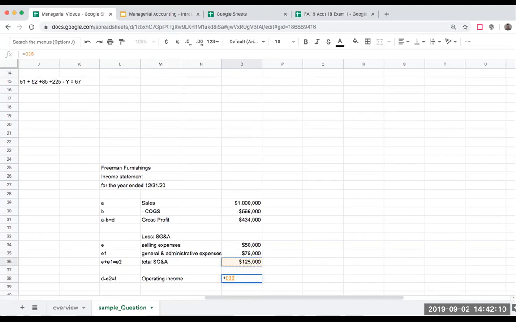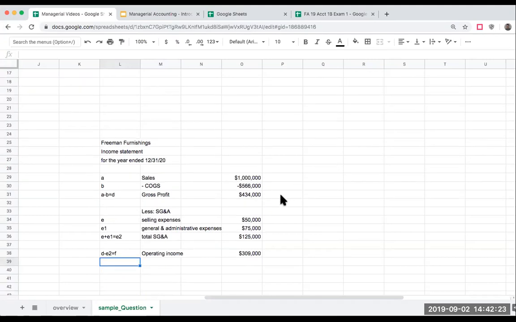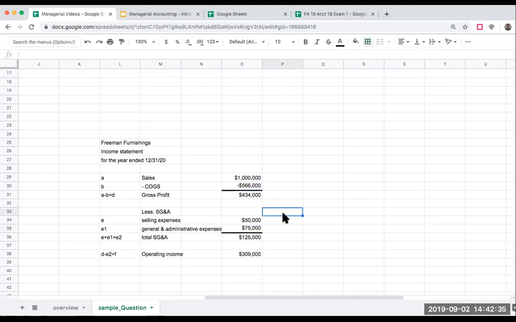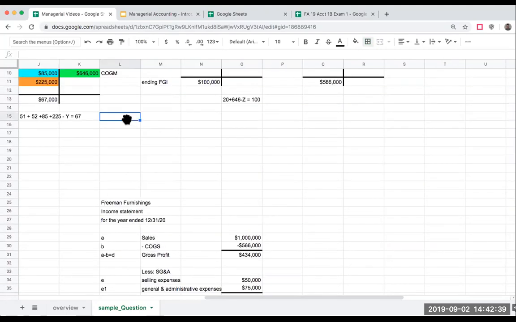My operating income is going to be my gross profit less my selling, general, and administrative expense, for $309,000. Your instructor may have a different way they like you to do it. They may want to see you do underlines, and you can do that. I've seen a lot of different formatting of income statements during my lifetime, but I'm not as concerned with the formatting for my classes as I am with you understanding the concepts.